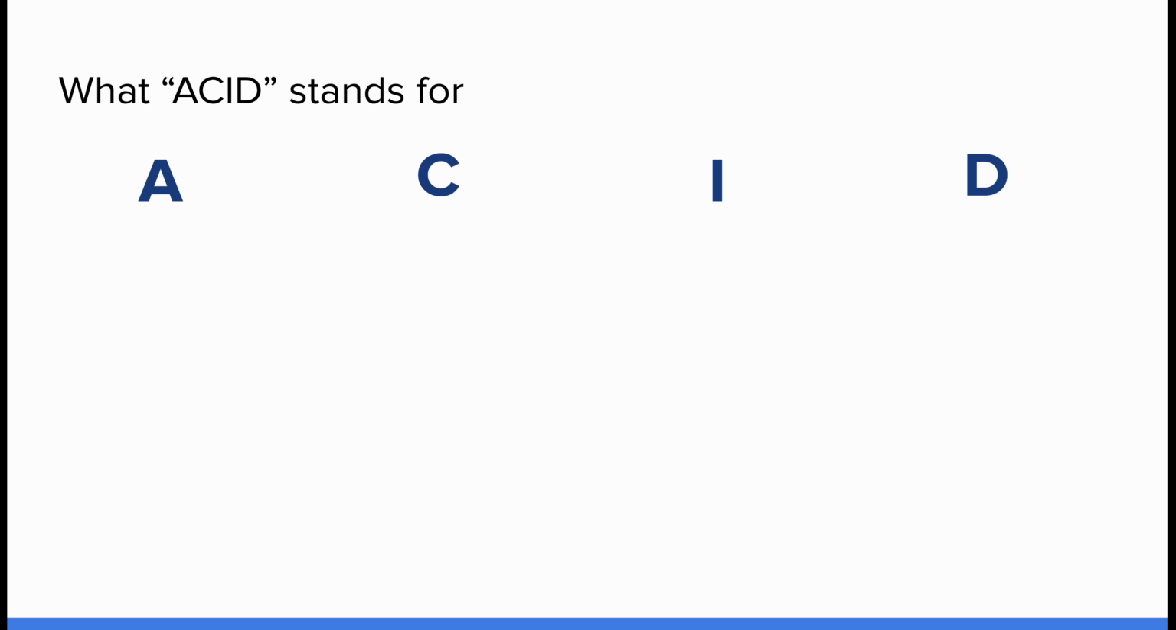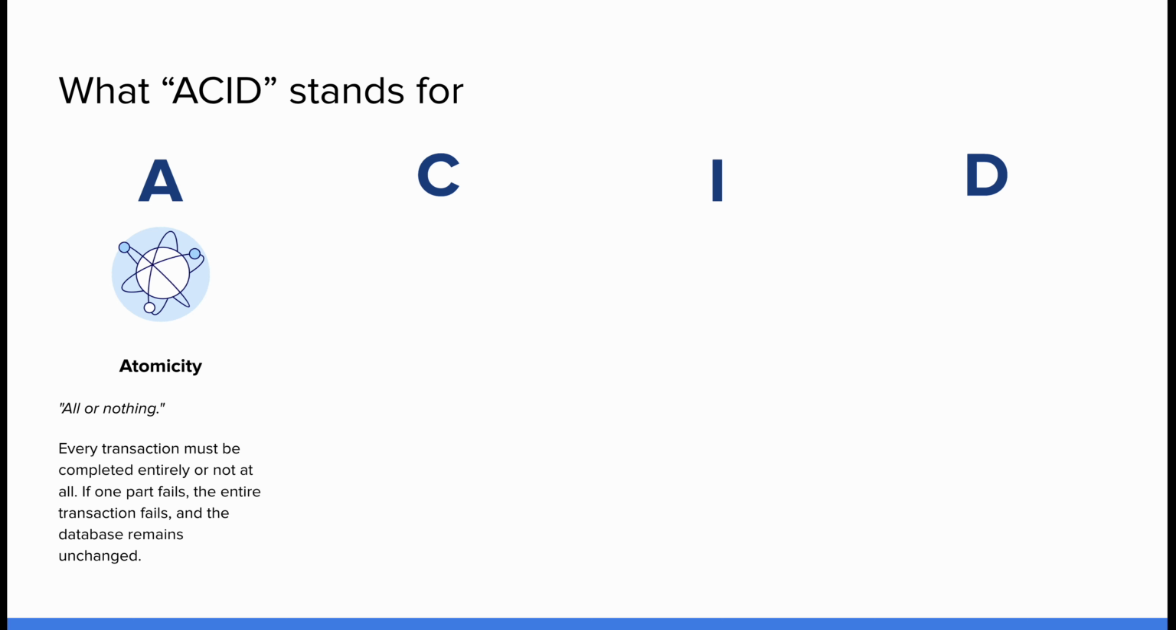Let's break down what each of these letters stands for. A is for atomicity. Atomicity ensures that every transaction is all or nothing. This means that every transaction must be completed entirely or not at all. So if one part of a transaction fails, the entire transaction fails and the database remains unchanged, which avoids partial updates that could leave the system in an inconsistent state.